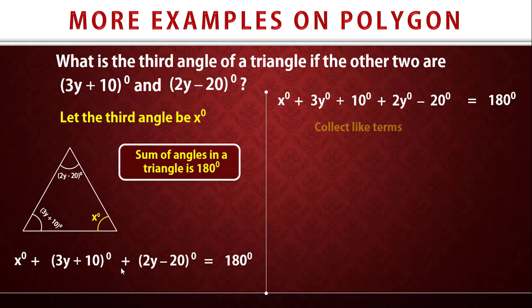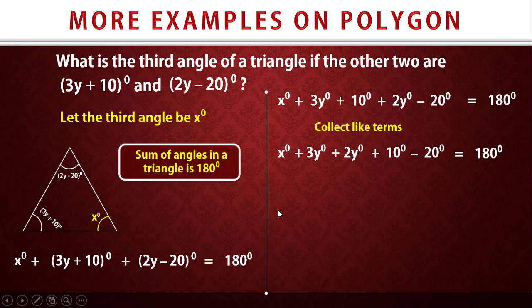So let's try to collect like terms. So collecting like terms now, we have s here. Do we have any other s that we can collect with this s? So no other s, so we write only the s degree. Then let's look at the next one, which is the y. So we're going to collect the plus 3y and the plus 2y degree. So the next one to collect is the 10 degree and the minus 20 degree. So we have plus 10 degree and minus 20 degree, all equals 180 degree.